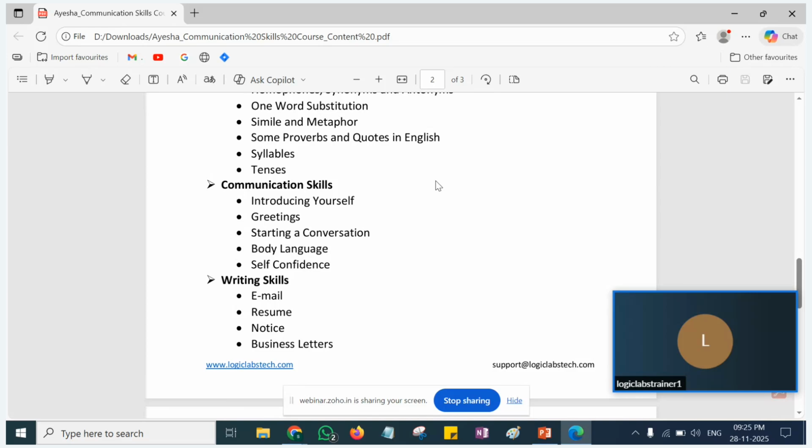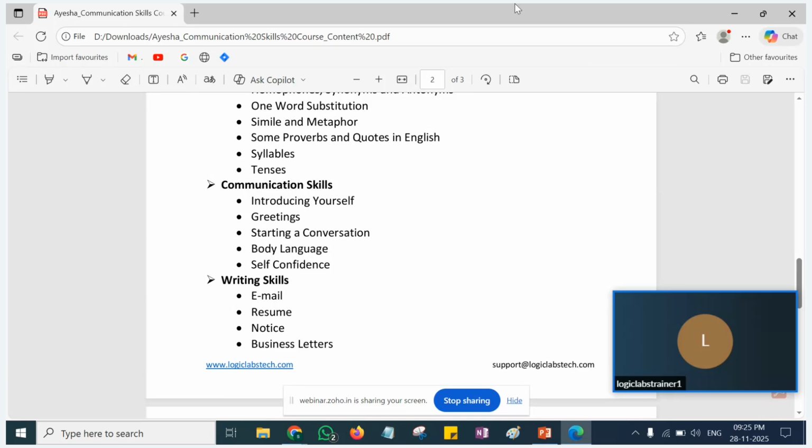Next come the greetings: how to greet someone, based on the different types of greetings we're going to see. Next, how a person can start a conversation with another person, which may be an individual or a group of people. Next comes body language, how you can communicate using your body language. Next comes self confidence, how one can boost their self confidence in every situation, that we are going to understand.